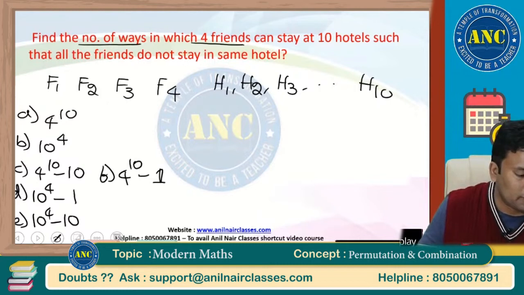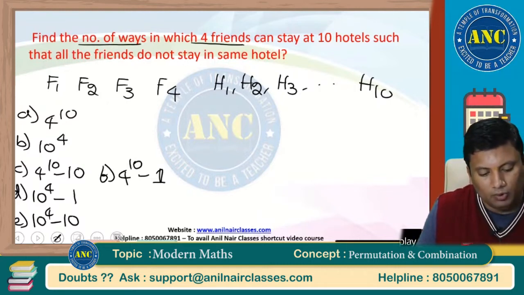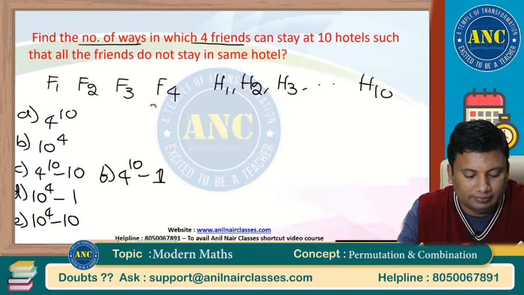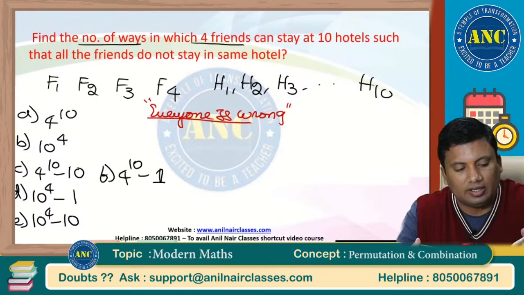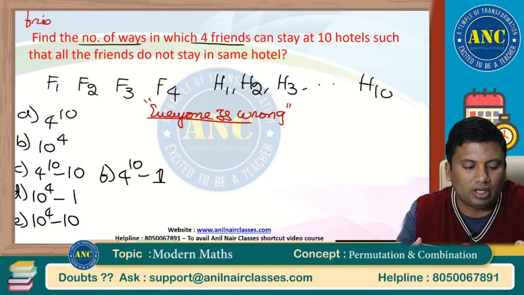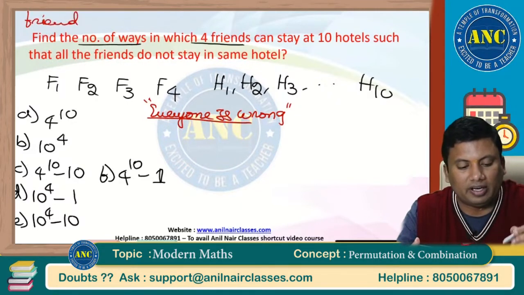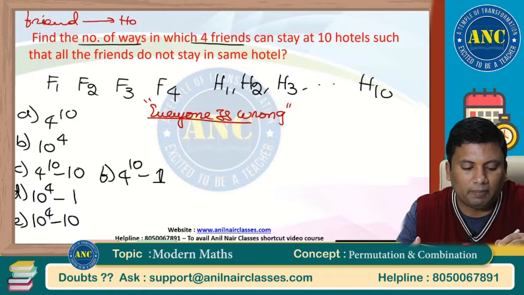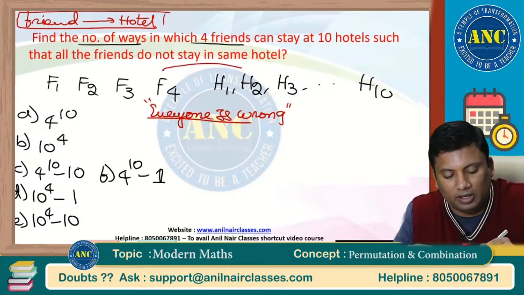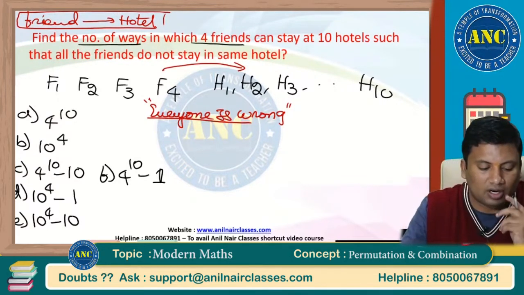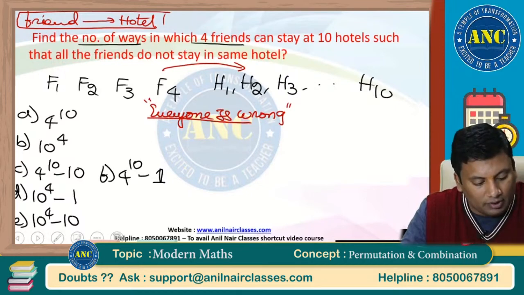Now, let me answer. Almost everybody is incorrect. Everyone is wrong. Let us see where you went wrong. First thing, a friend will go to a hotel, a hotel will not go to a friend. A person will visit a hotel, a hotel will not visit a person. So these people will go here, the hotel will not go.